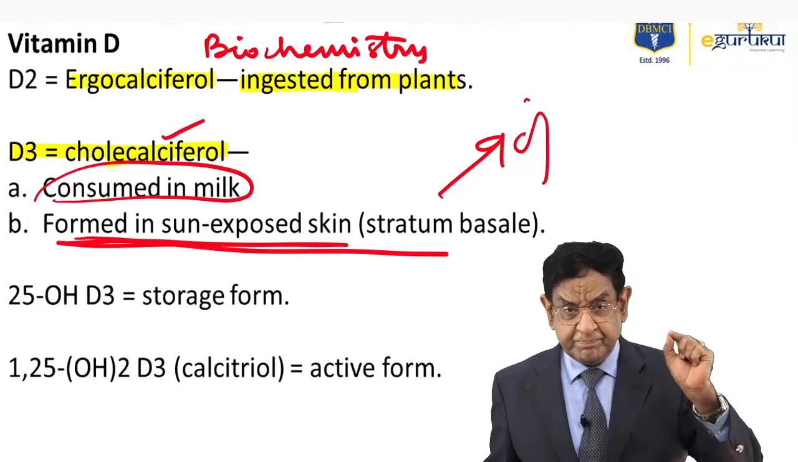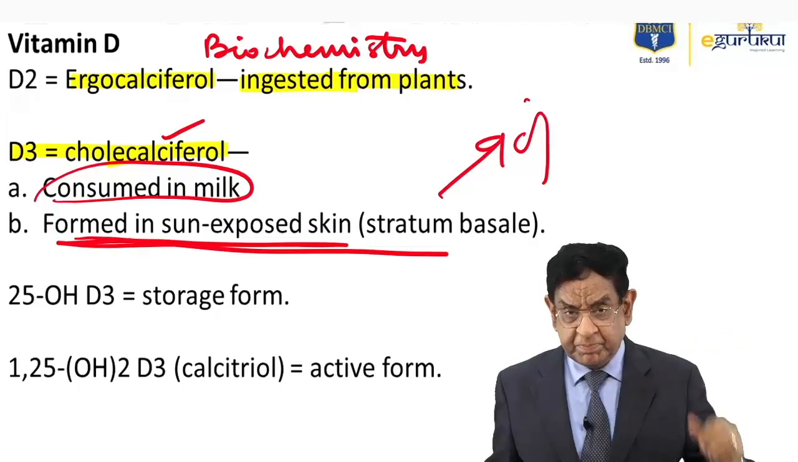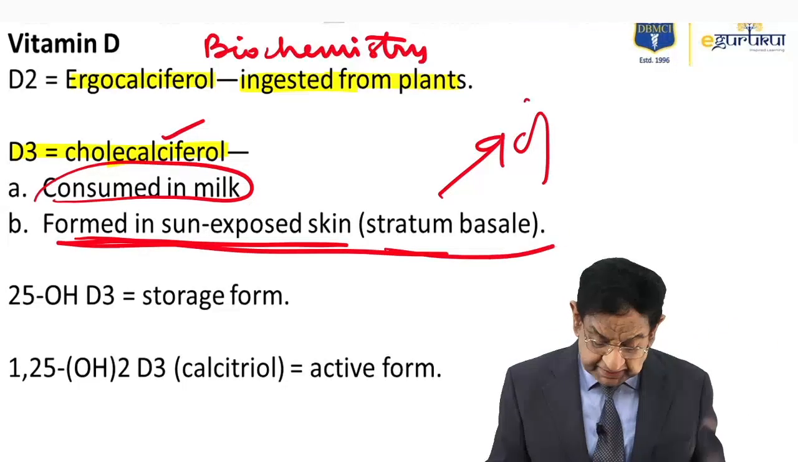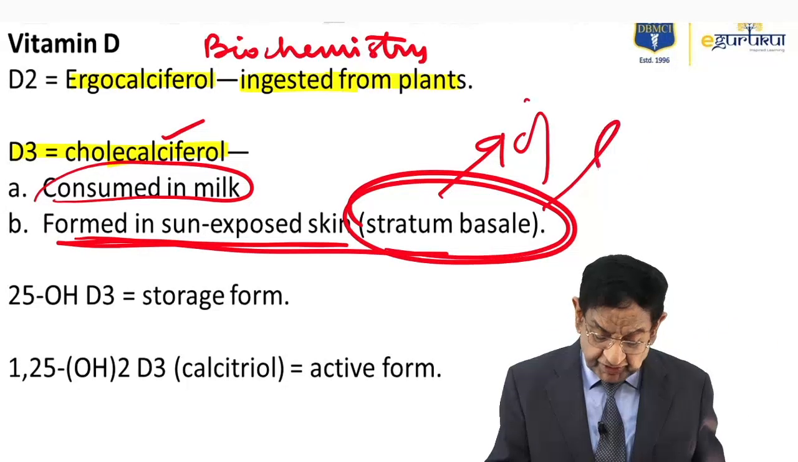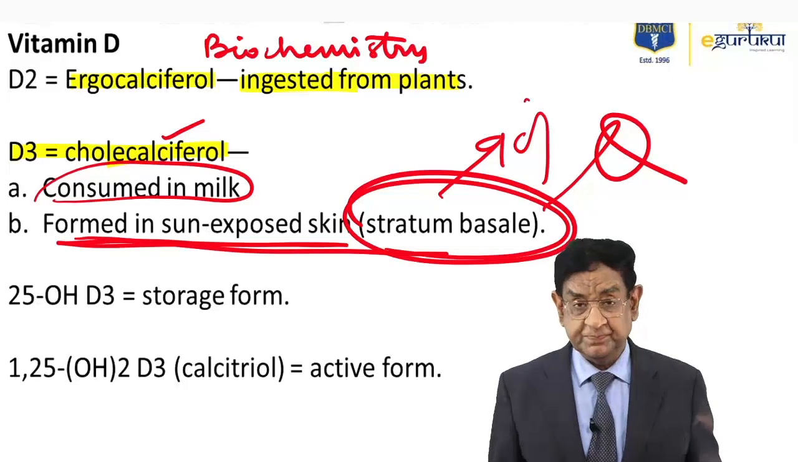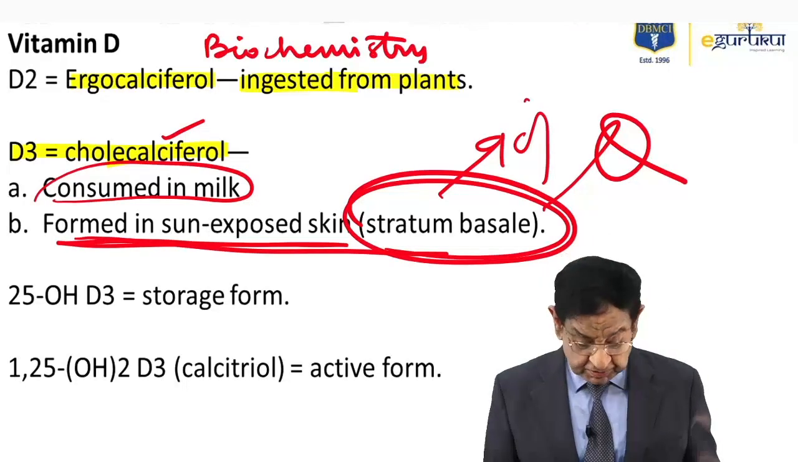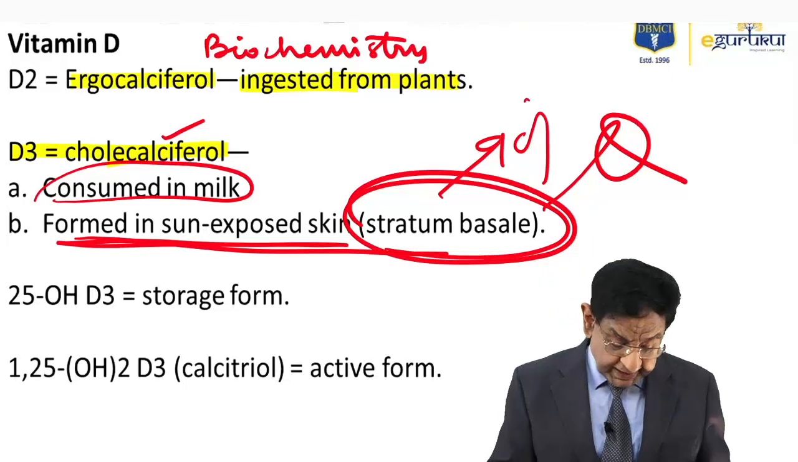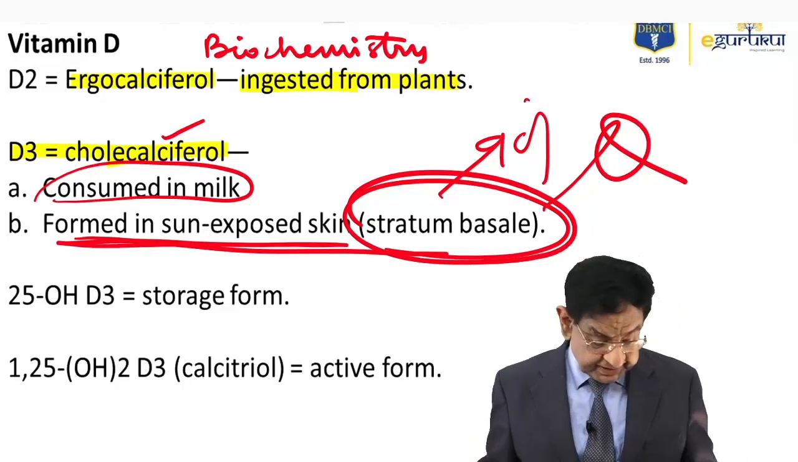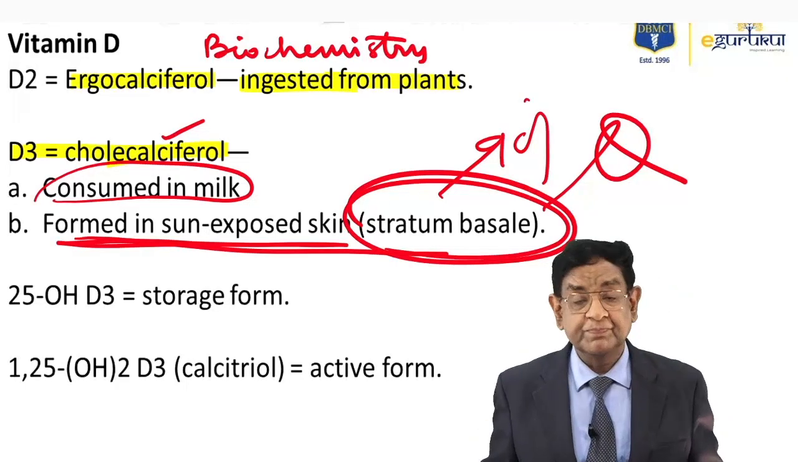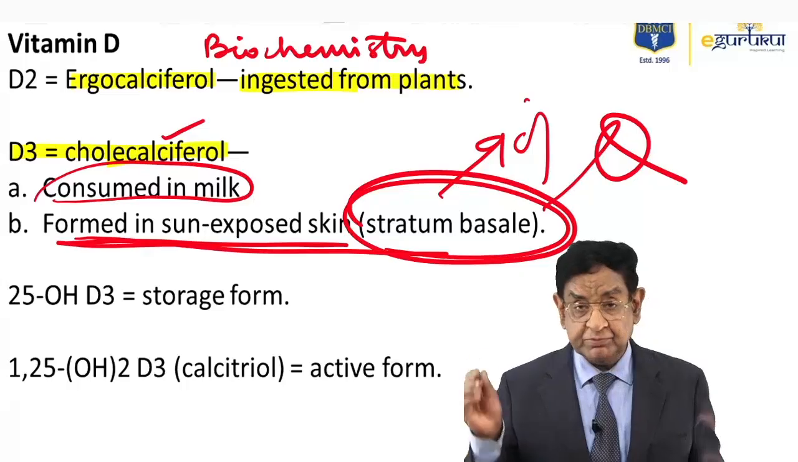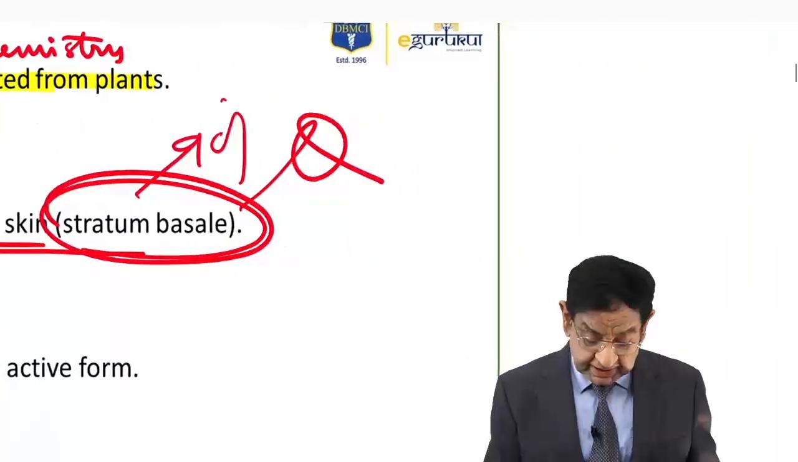In fact, 90% of the vitamin D is naturally made from the sun exposed part. And again, the basic concept: in the skin, which part of the skin? Stratum basale. Very frequently asked question. I'll show you a picture of this also. And ultimately, when cholecalciferol is formed in the skin, it comes to the liver.